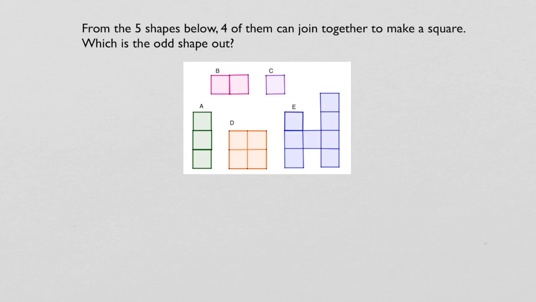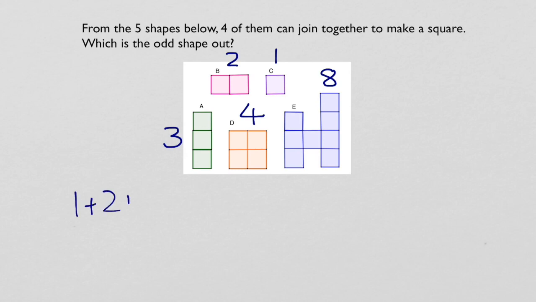So what I'm going to do is just count up the number of squares in each shape and then write them next to each other. So let's do that. Shape A has 3 squares, B has 2, C has 1, D has 4, and E has 8. Okay, so of those 5 numbers, only 4 of them will add up to make a square number.